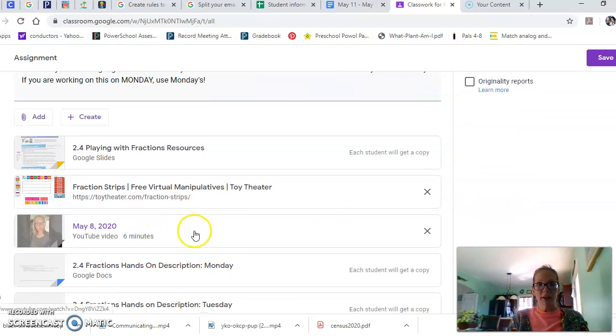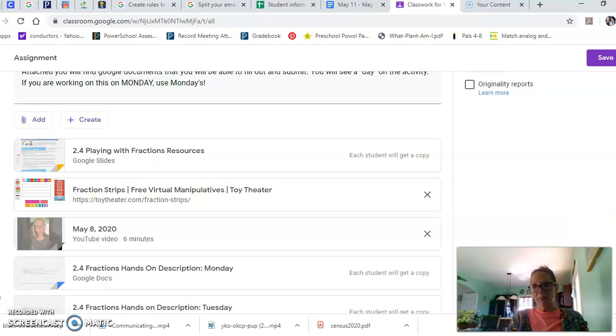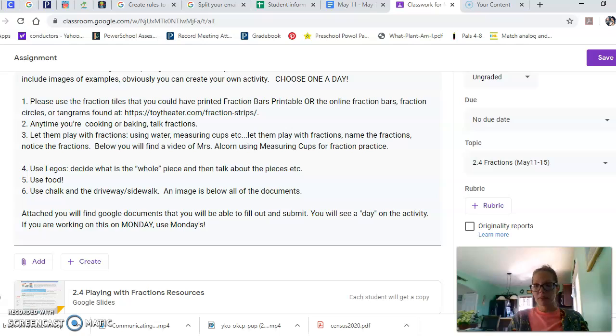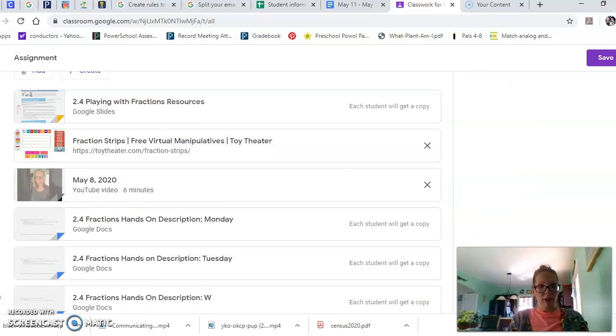But that video right here goes into how you could use something in the kitchen to help with the idea of fractions. You can use Legos, figure out what you want your whole to be, and then have them use the parts. Use food. I just talked about using food. And then use sidewalk chalk and go outside.